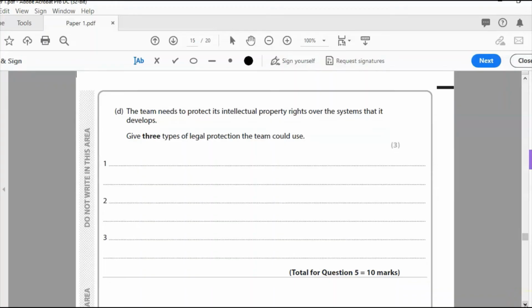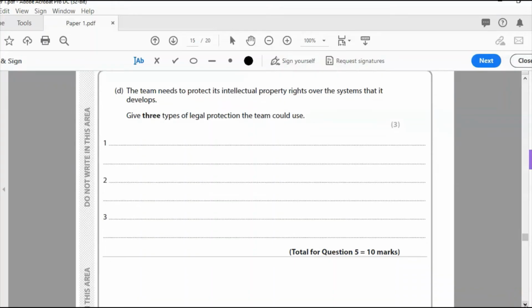So let's have a look at D for the last part of the question. The team needs to develop its intellectual property rights over systems that it develops. Give 3 types of protection the team could use. So there's actually 4 we can have here: copyright, patent, licensing and trademark. So I've gone for copyright protection, trademarking and licensing, which is the user needs to have a license to use the software. You could also have patent as well. And that completes question 5 for a total of 10 marks.